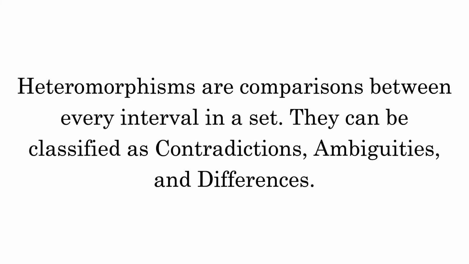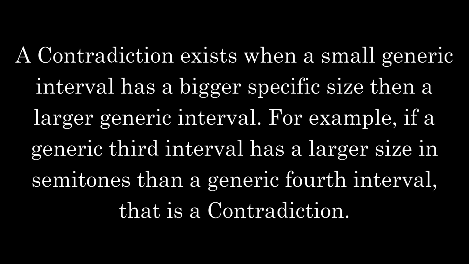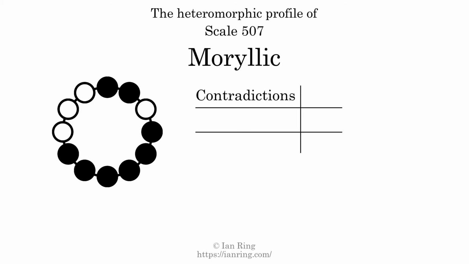Heteromorphisms are comparisons between every interval in a set. They can be classified as contradictions, ambiguities, and differences. A contradiction exists when a small generic interval has a bigger specific size than a larger generic interval. For example, if a generic third interval has a larger size in semitones than a generic fourth interval, that is a contradiction. The number of contradictions in this scale is 75.